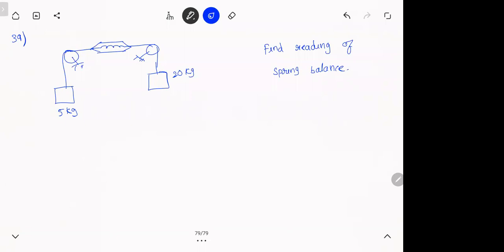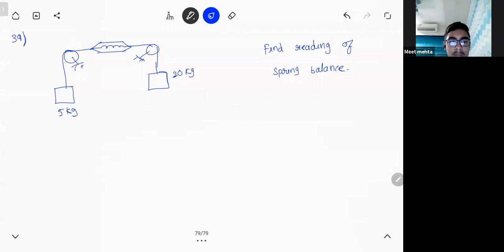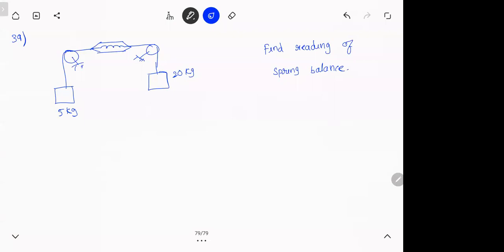Any answers? 17.5 by 2. How much is that? 8 kg. Yeah, 8 kg. Let's see how to do that. First thing, free body diagram. Tension, 50, this will go up. So T minus 50 is 5A.